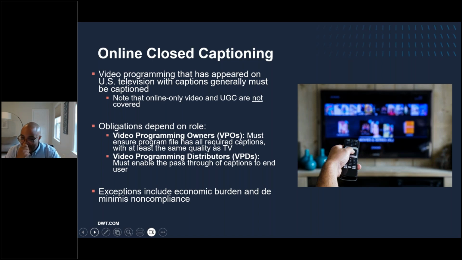By contrast, video programming distributors, so those are the entities that basically distribute programming to the end user, have an obligation to make sure that the captions provided by the VPO, video programming owner, are relayed intact to the end user. So again, the VPO provides the captions, and the VPDs make sure that the captions get to the end user.